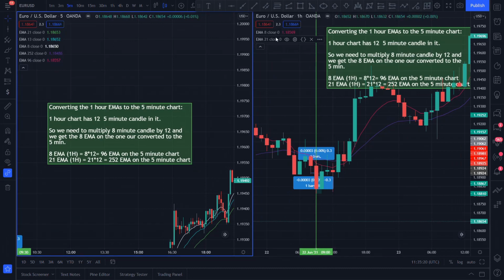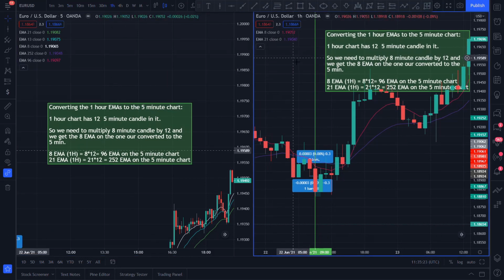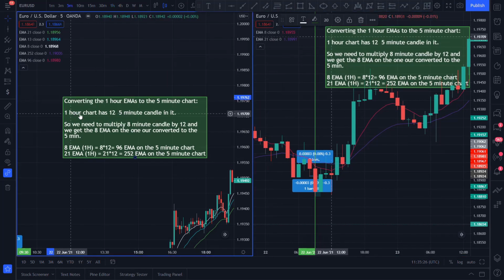We are converting the 1 hour EMAs into the 5-minute, so it's much easier to use and backtest. To do that, you are going to think about how many 5-minute candles a 1 hour time frame has. You are going to divide 60 by 5, which will give you 12. To convert all the 1 hour EMAs, you are going to multiply the 1 hour EMAs by 12, and that will give you the 5-minute representation of those. So the 8-period EMA multiplied by 12 is going to give you 96.